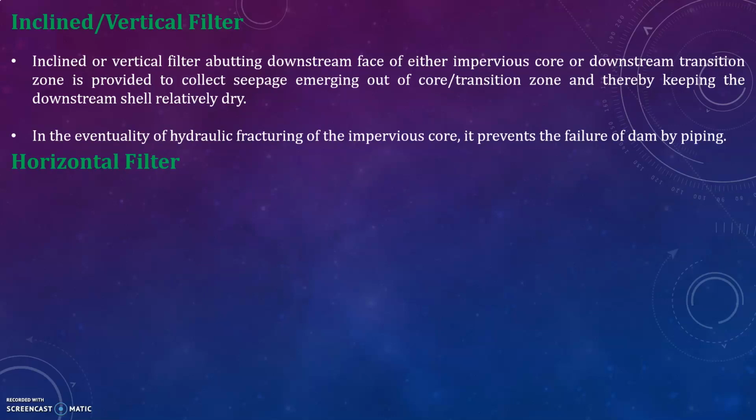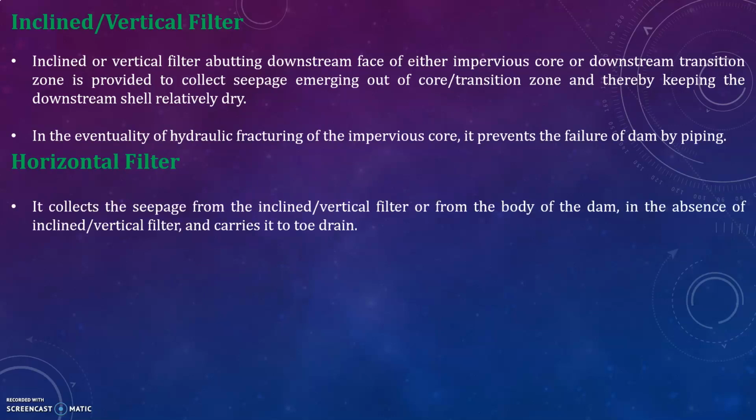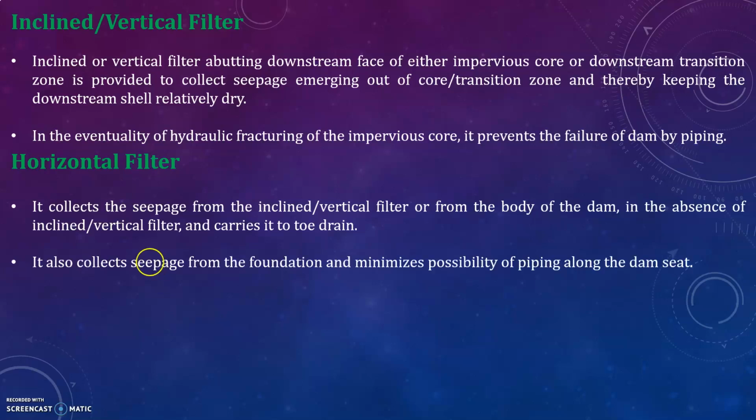Second one is horizontal filter. It collects the seepage from the inclined or vertical filter or from the body of the dam in the absence of inclined or vertical filter and carries it to toe drain. It also collects seepage from the foundation and minimizes possibility of piping along the dam seat.